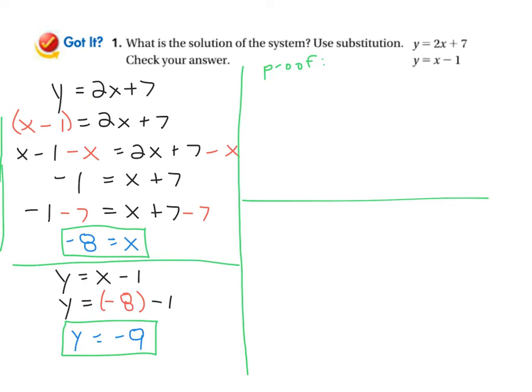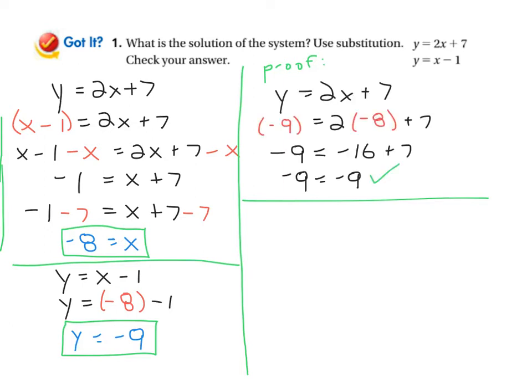Now that we believe we know the value of both variables, we do a proof. The way that the proof works is we take both equations and we replace the variables with their values to see if it works out to be a true statement. So since we have y is equal to -9, we put -9 in for y. Since we have x is equal to -8, we replace x with -8. And then we simplify it out, and it does work.